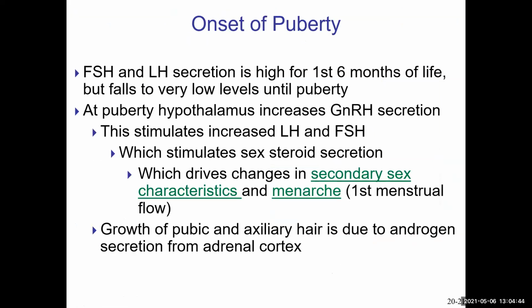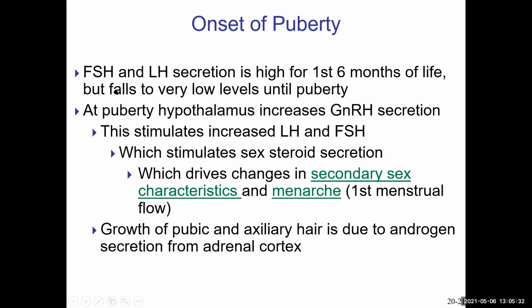Okay, onset of puberty. Puberty in male and female occurs at slightly different ages: the earliest in female is 10, the latest in female is about 16 in the male. So what brings the onset of puberty in us? Follicle stimulating and luteinizing hormone secretion from the anterior pituitary is high for the first 6 months of life, which is in fetal life. If you remember the first lecture, then what happens? These hormones are very low till puberty.